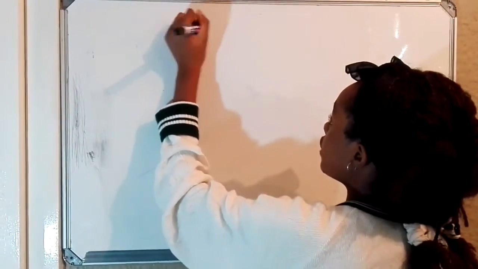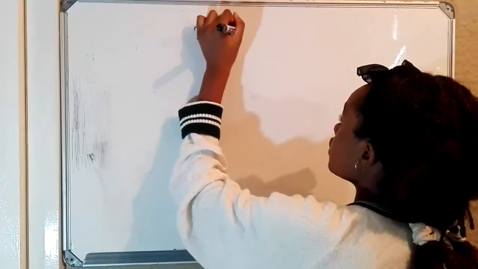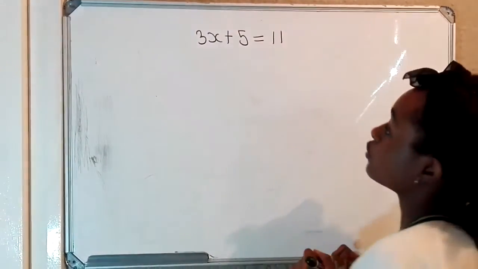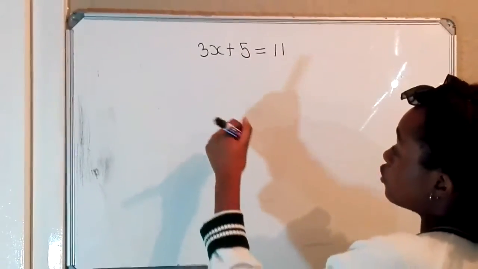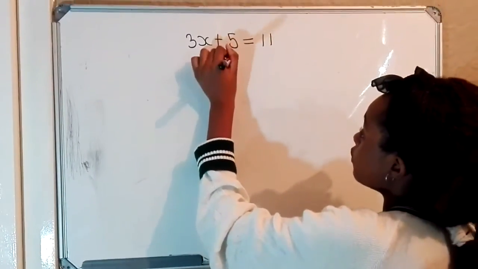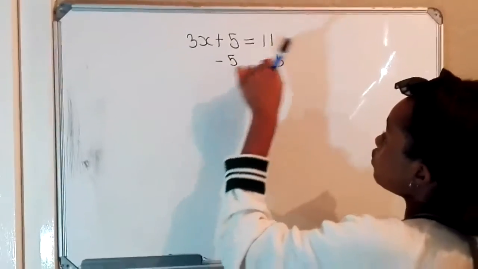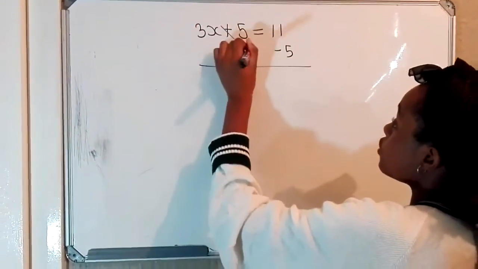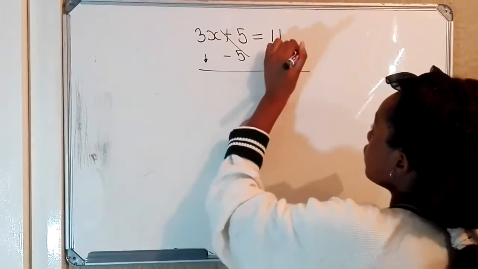Here's another one. So you have 3x plus 5 is equal to 11. Feel free to pause the video and try this on your own. So we want x on its own. So we'll start with minusing 5 on both sides. Whatever you do on this side, do on that side, because the opposite of plus is minus. So they will cancel. You bring this down and you bring that down.